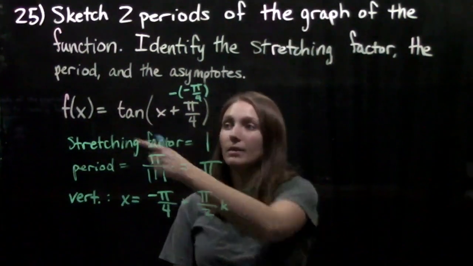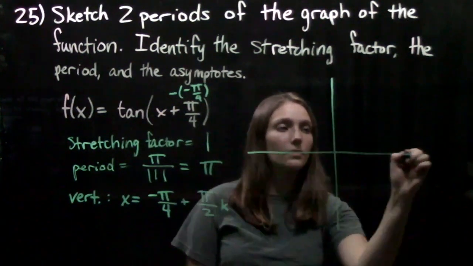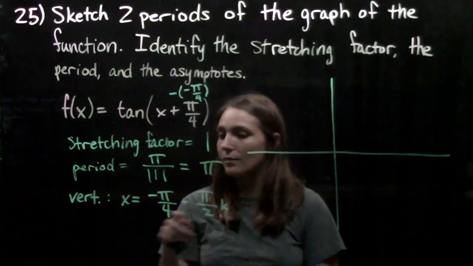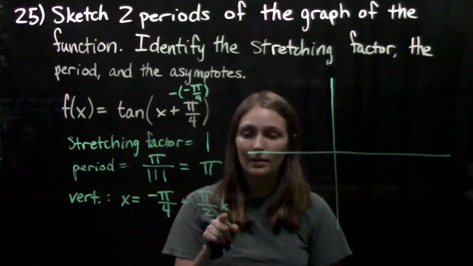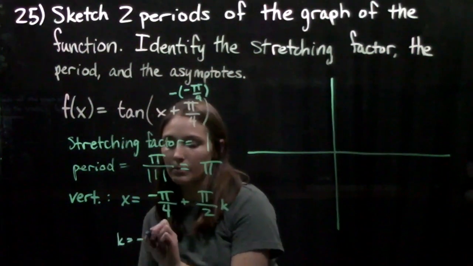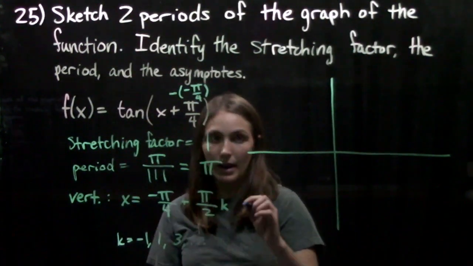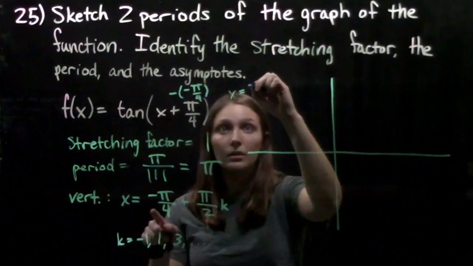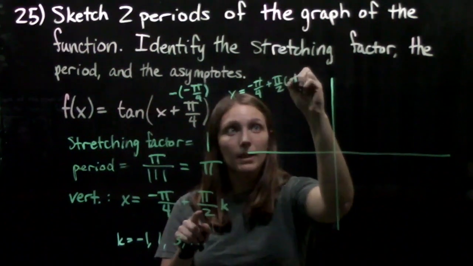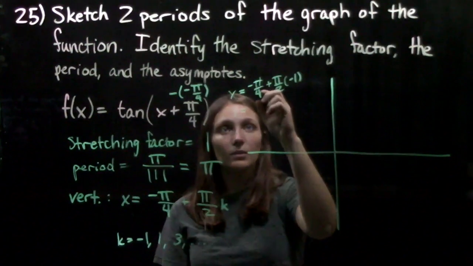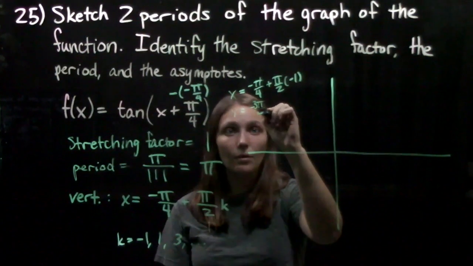Okay, so we'll go ahead and graph this f of x equals tangent of x plus pi over 4. What we want to do first is graph our vertical asymptotes. So remember that k has to be an odd integer. So I'll plug in a couple. We can plug in k equals minus 1, k equals 1, k equals 3, and so on. So we'll start with negative 1. We'll have an asymptote at x equals negative pi over 4 plus pi over 2 times negative 1, which is x equals negative pi over 4 minus pi over 2, which is negative 3 pi over 4.